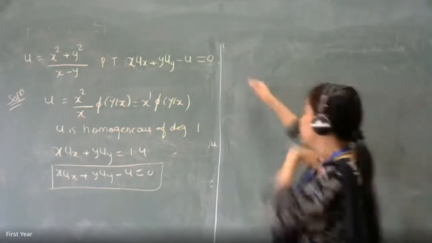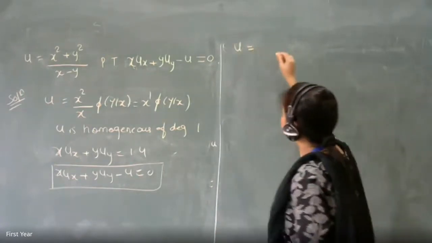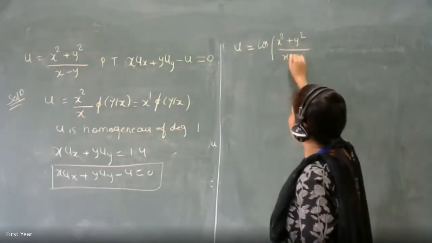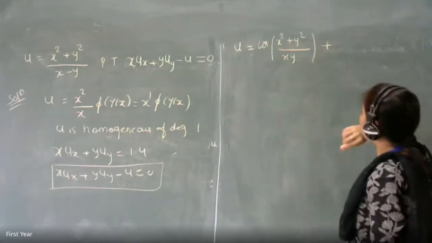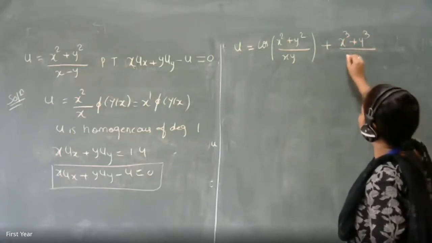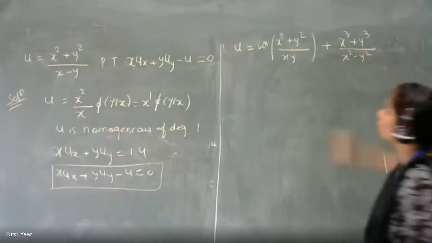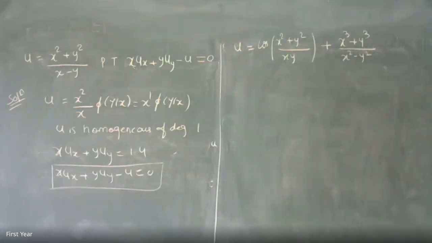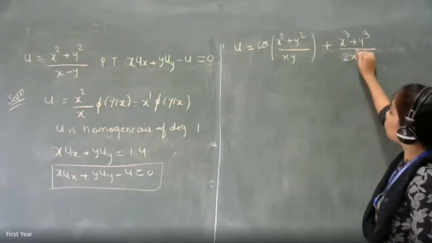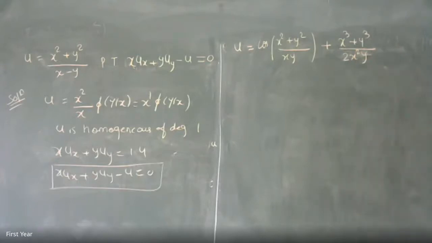Let me give you a question. u is equal to cos of (x square plus y square) upon xy, plus (x cube plus y cube) upon (x square minus y square). This is our expression. Let me make it more simple first. Suppose this is the expression, 2x square y. I'll make it simple and then we'll go to that bit complex question.